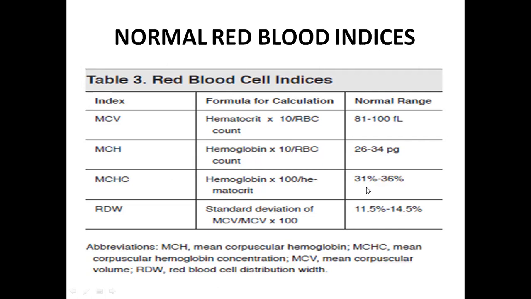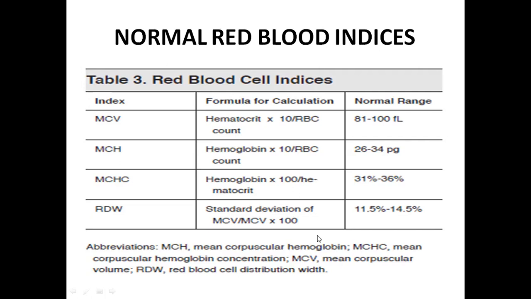The red blood cell distribution width is the standard deviation of mean corpuscular volume divided by mean corpuscular volume times 100. And it is measured in percentage, which is 11.5 to 14.5%. But like I said, this is not too important, so don't bother about it.